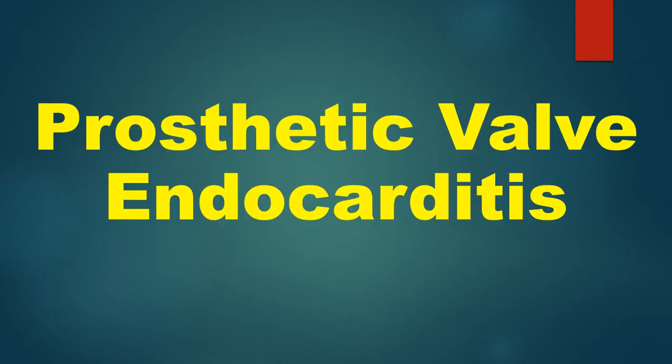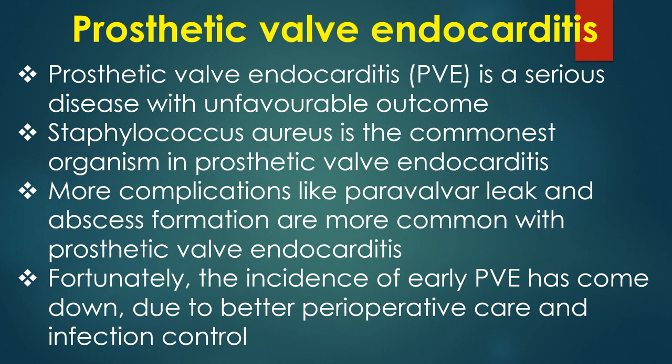Discussion on important aspects of prosthetic valve endocarditis. Prosthetic valve endocarditis is a serious disease with unfavorable outcome. Staphylococcus aureus is the commonest organism in prosthetic valve endocarditis. Complications like paravalvular leak and abscess formation are more common with prosthetic valve endocarditis. Fortunately, the incidence of early prosthetic valve endocarditis has come down due to better perioperative care and infection control.